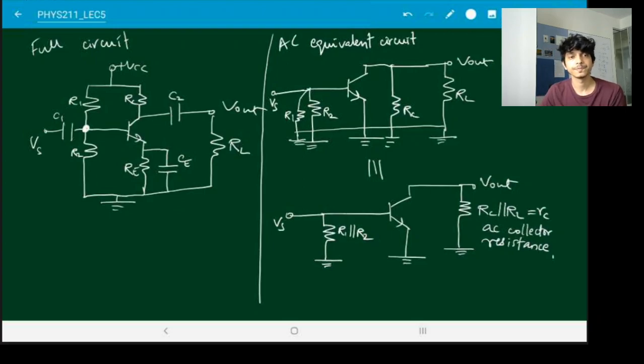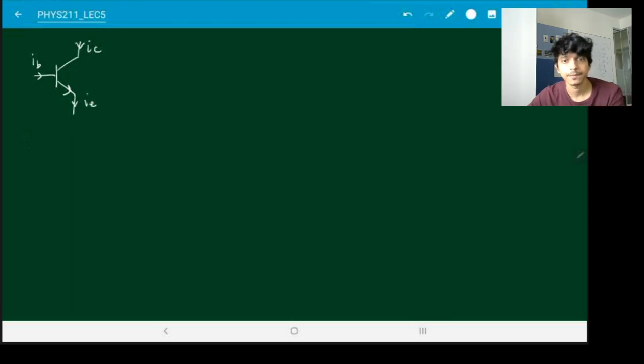So we have this AC equivalent circuit. Let's see how we can find out what are the currents flowing through this. Now we have a transistor and there are some AC currents flowing through it. So IB, IC, IE. And as I mentioned before, these are AC currents we're dealing with, so we denote them with small letters rather than with capital letters.